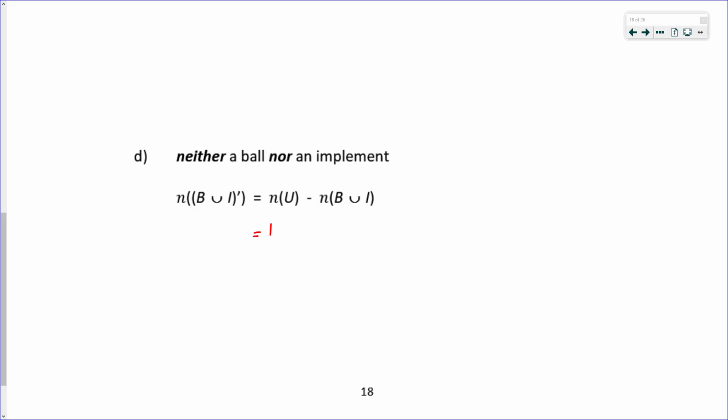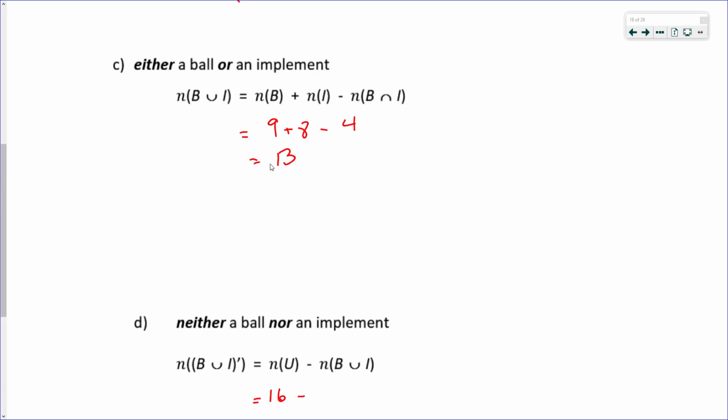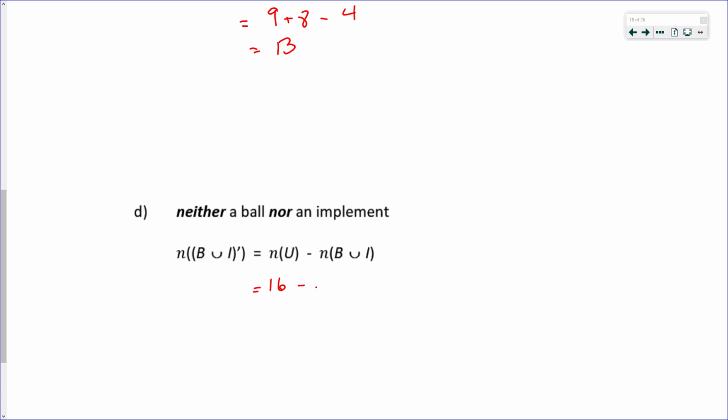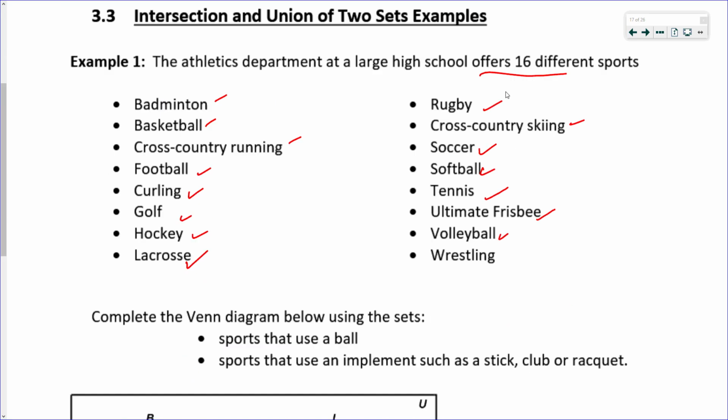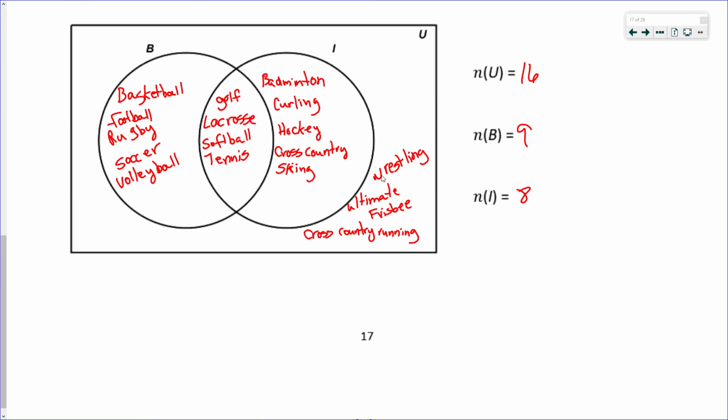So my universal set was 16. I'm going to minus how much I got from my circles, so the union of the two, which is 13. So there's 3 sports that don't fall into the circles, and I can go back to my Venn diagram just to double check. So there was wrestling, ultimate frisbee, and cross country, so the 3 matches the math that I just used.